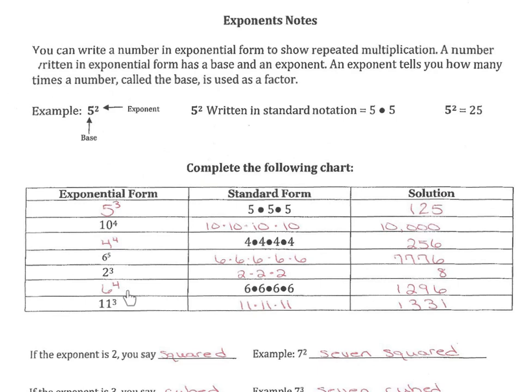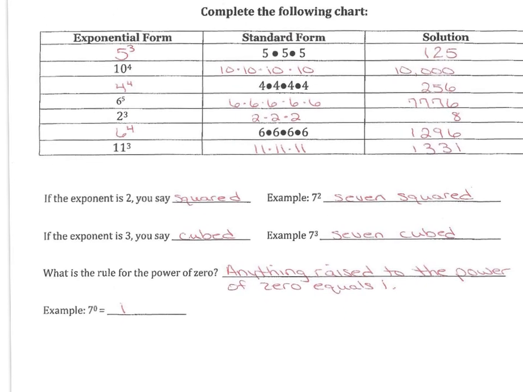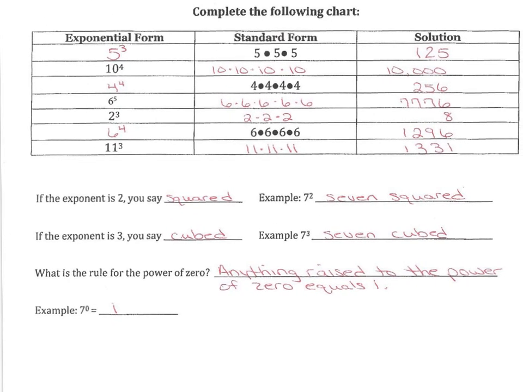6 to the 4th power is equal to 6 times 6 times 6 times 6, which equals 1,296. And 11 cubed is equal to 11 times 11 times 11, which equals 1,331. Looking down at the bottom part, if the exponent is 2, you say squared.